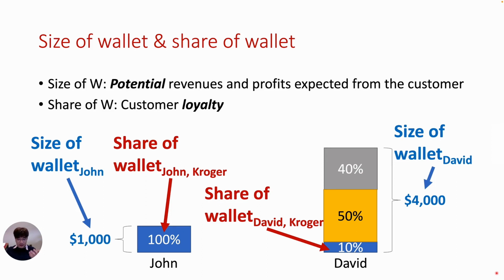These metrics indicate potential and loyalty of a customer. Size of wallet gauges the revenues and profits expected from a customer. This is simple. We may expect around $1,000 from John, but $4,000 from David in the next month. And share of wallet indicates customer loyalty, because if a customer is loyal to a store, she may visit the store again and again and again, like John.